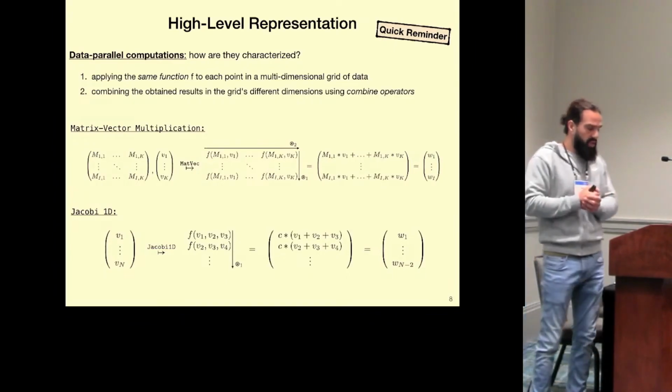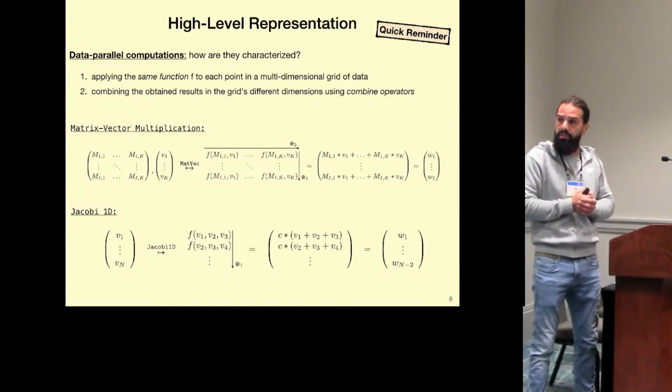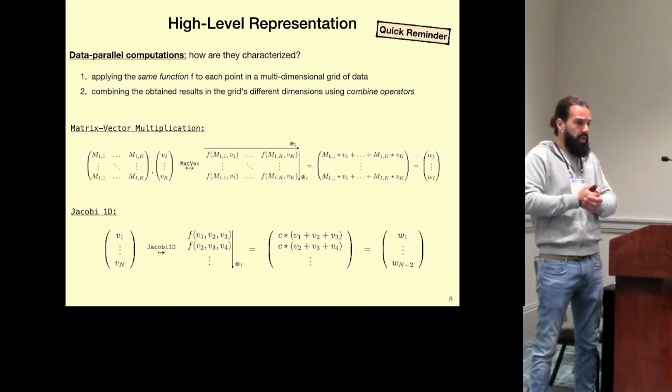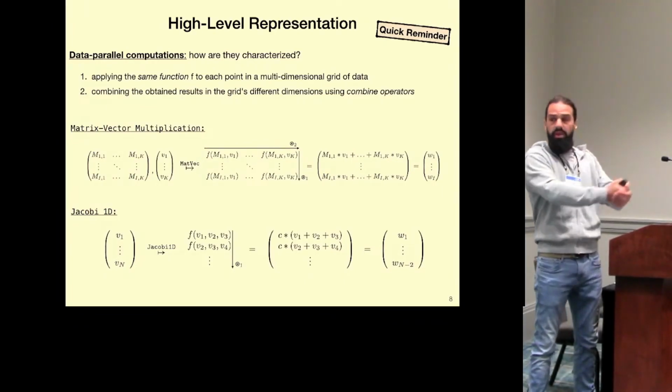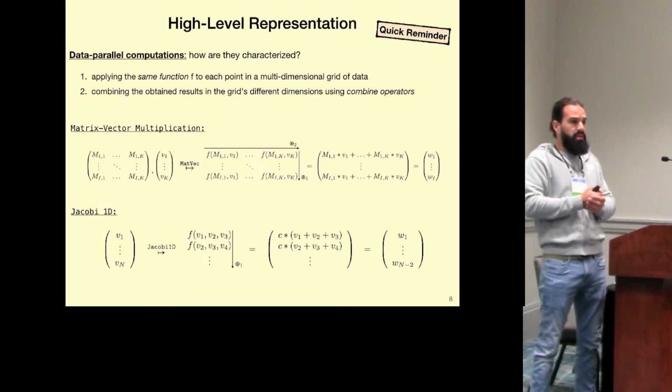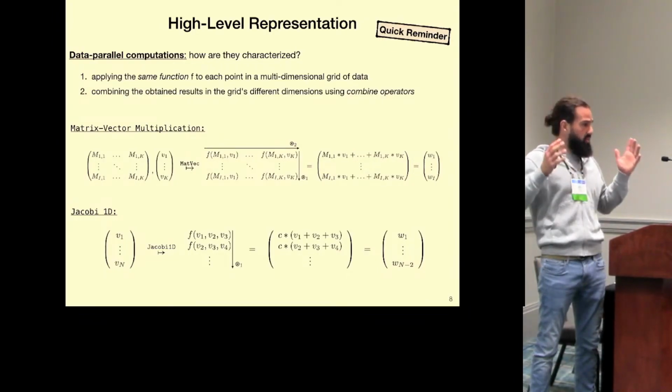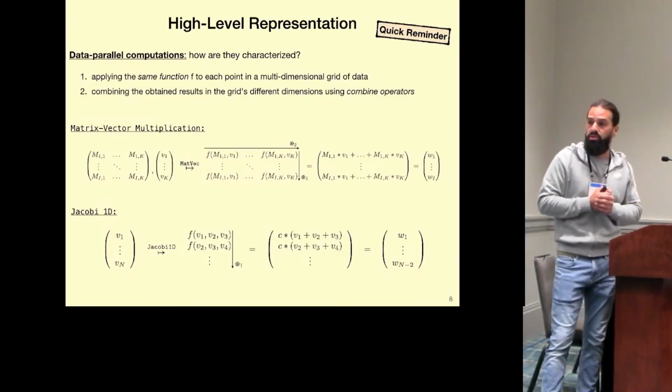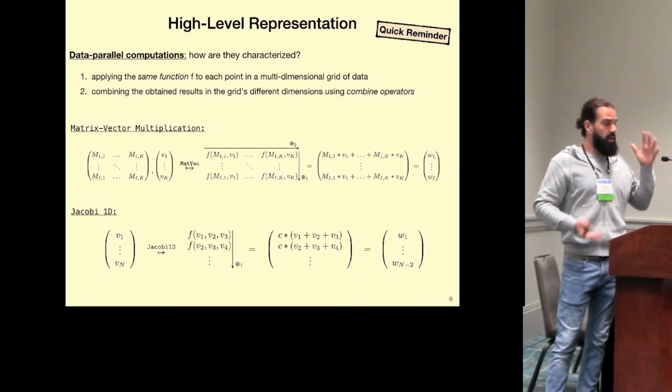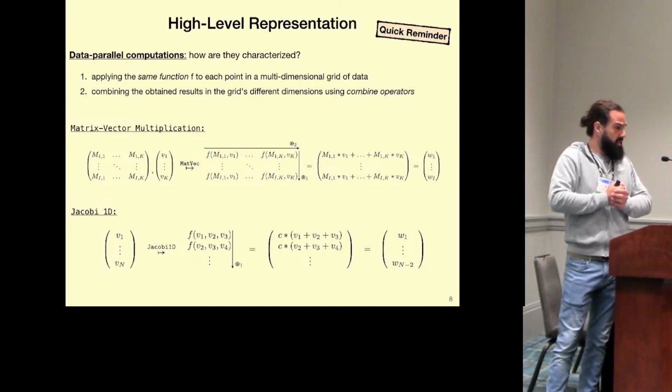When looking at the example of matrix-vector multiplication, here the function f is a straightforward multiplication, so we apply multiplication to matrix and vector elements. Then we combine the results in the second dimension, the so-called k dimension in the context of matrix-vector multiplication, via addition. And in the other dimension, we just straightforwardly concatenate them. That's how we obtain the result vector.